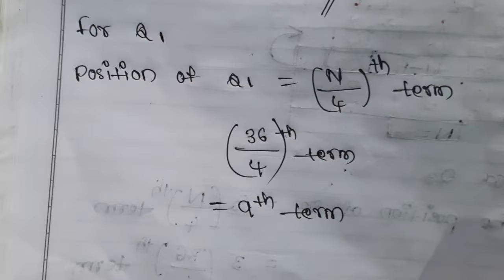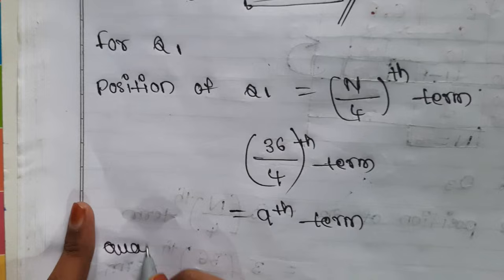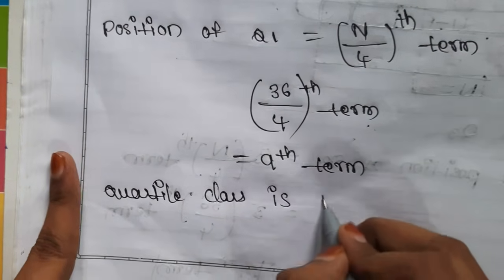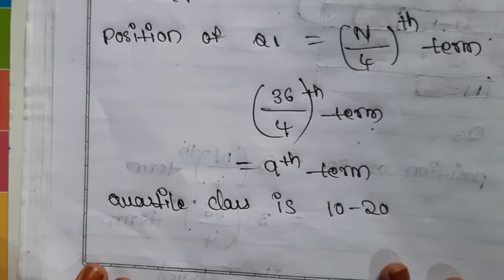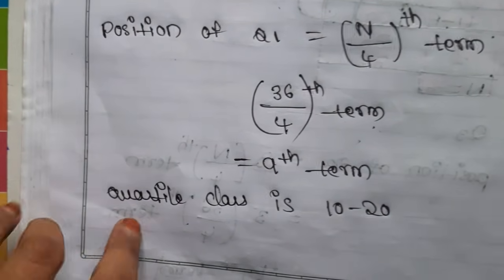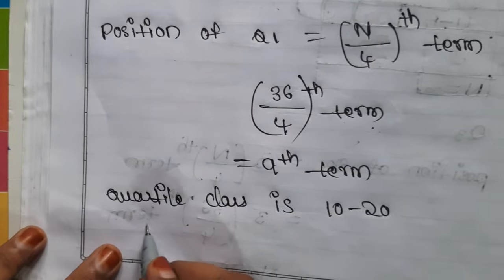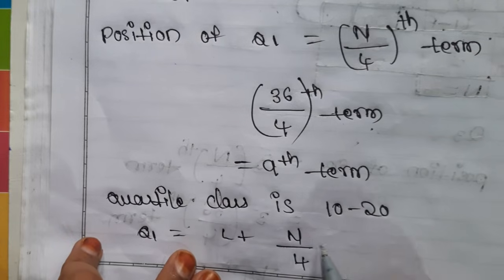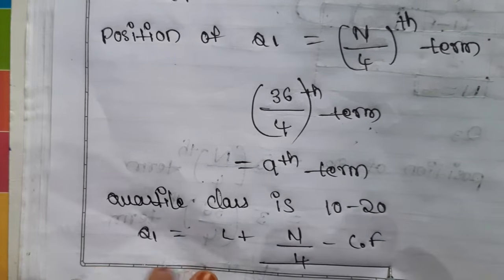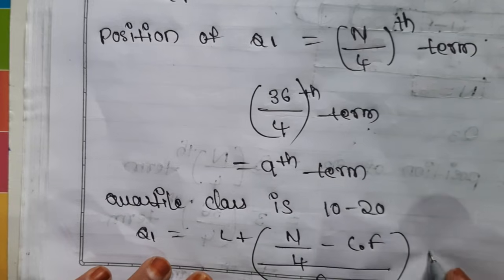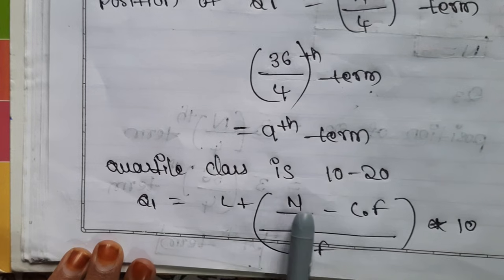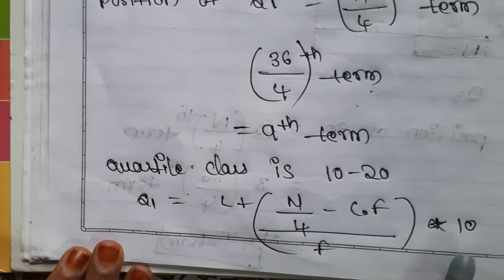In the same way as we have done for Q3, the quartile class is 10 to 20. Now let us see the formula of Q1. The Q1 formula is L plus n by 4 minus CF by f, multiplied by 10. This is the formula: L plus n by 4 minus cumulative frequency by f into 10.